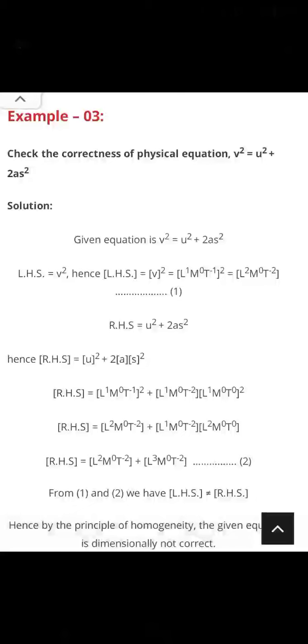ये जो पॉइंट हम पढ़ रहे हैं कि डायमेंशनल एनालिसिस से हम इक्वेशंस की करेक्टनेस को कैसे चेक कर सकते हैं, इसको प्रिंसिपल ऑफ होमोजेनिटी भी बोला जाता है. So whenever you see the term principle of homogeneity, don't get confused. ये जो हम इक्वेशन चेक कर रहे हैं, इसी प्रोसेस को प्रिंसिपल ऑफ होमोजेनिटी कहा जाता है. क्लियर?